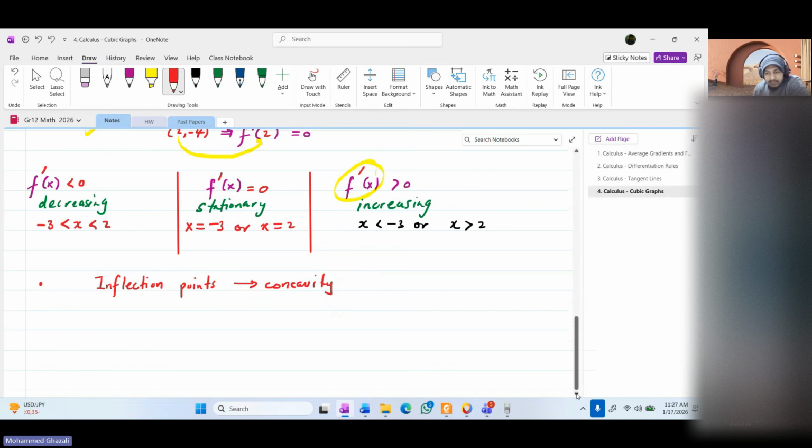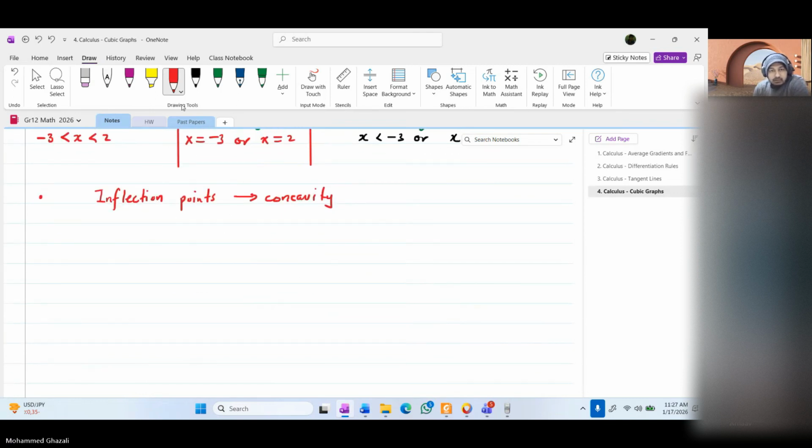Now, remember, a cubic function has two important things. So remember, this is concave down. If a graph is only sad, it is concave down. And when the graph is only happy, like a quadratic function, this is concave up.